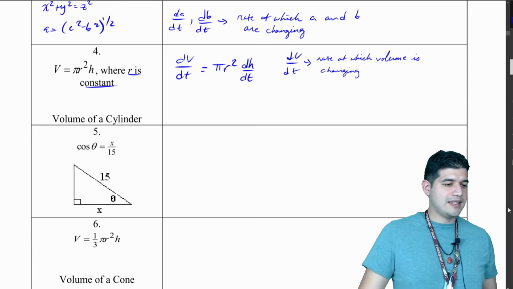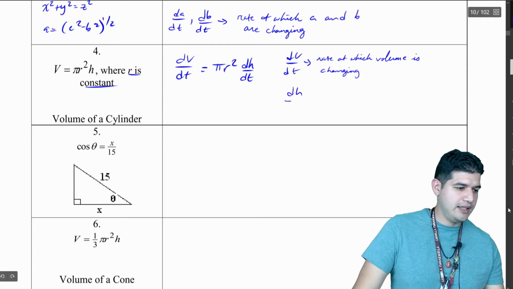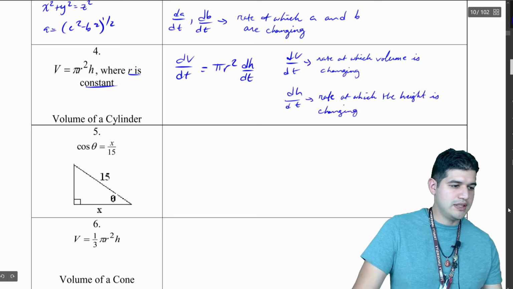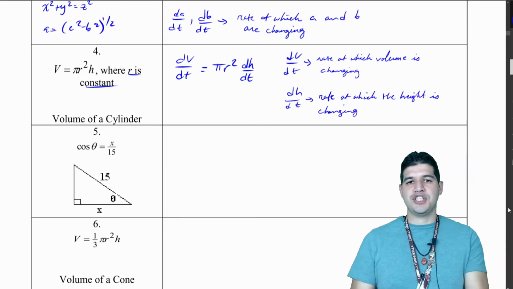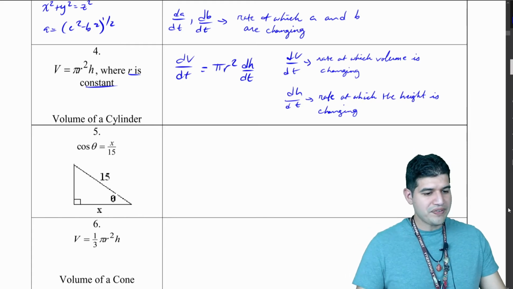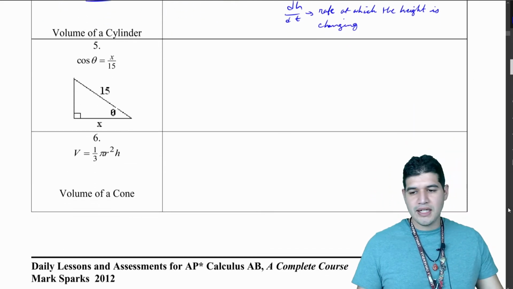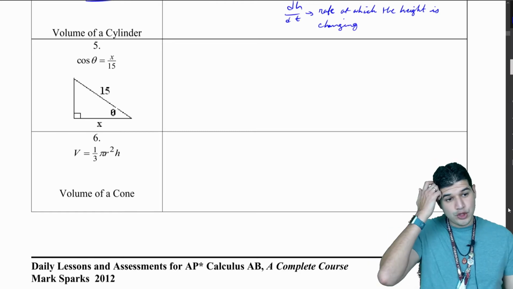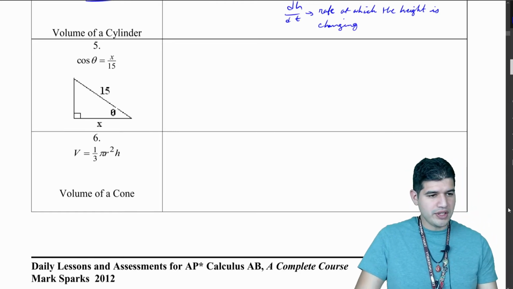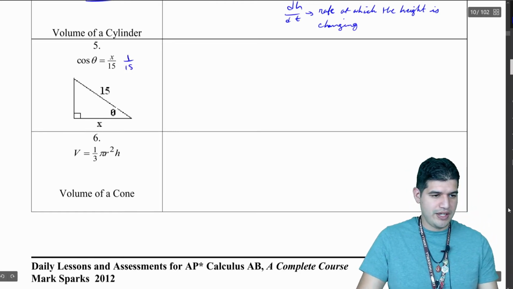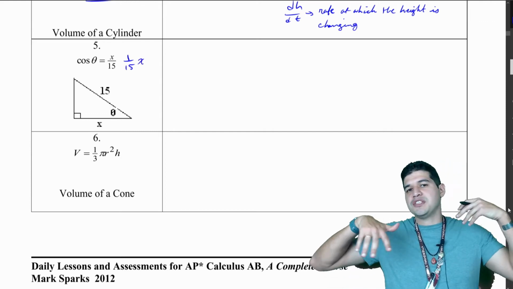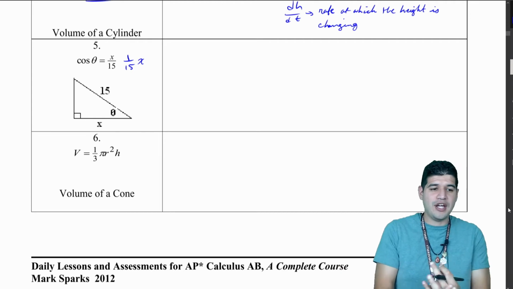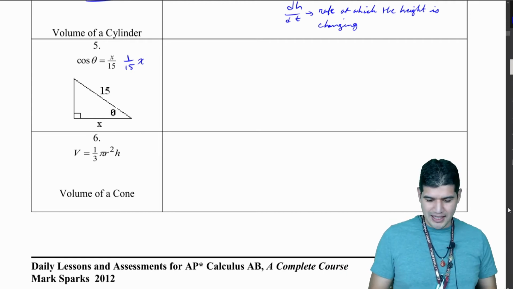So now what does dh/dt stand for? Well, dh/dt is going to be the rate at which our height is changing. So now we've got a couple more to go. Again, it's another reference to a triangle here. One thing you do want to think about is that we have this constant multiple of 1 over 15x. And again, it may just be a separate problem with different values, but we're just throwing values in here so you can take a look at it.